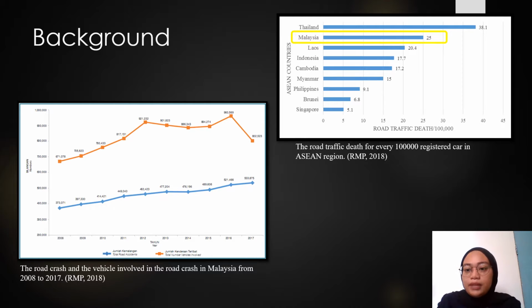Firstly, I would like to explain the background of my project. As you can see here, the graph on the left side shows the trend of road crashes and vehicles involved in Malaysia from 2008 to 2017. Both the total road accidents and the total number of vehicles involved are increasing year by year. Next, the graph on the right side shows the road traffic deaths for every 100,000 registered cars in the Asian region. Both graphs are reports by the Royal Malaysia Police in 2018.